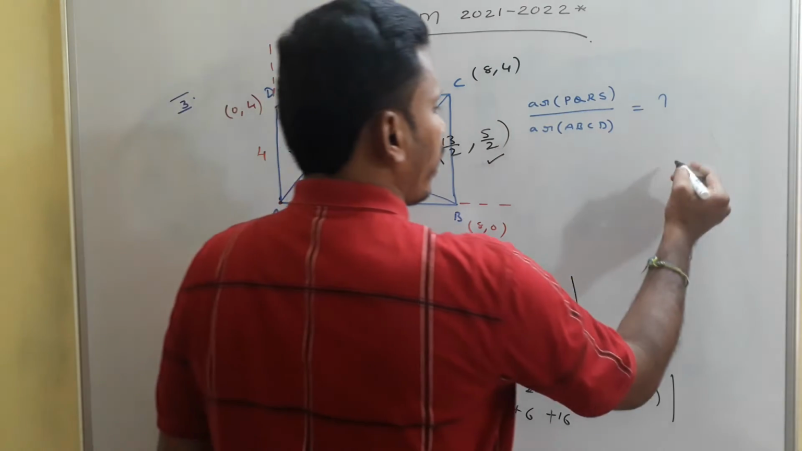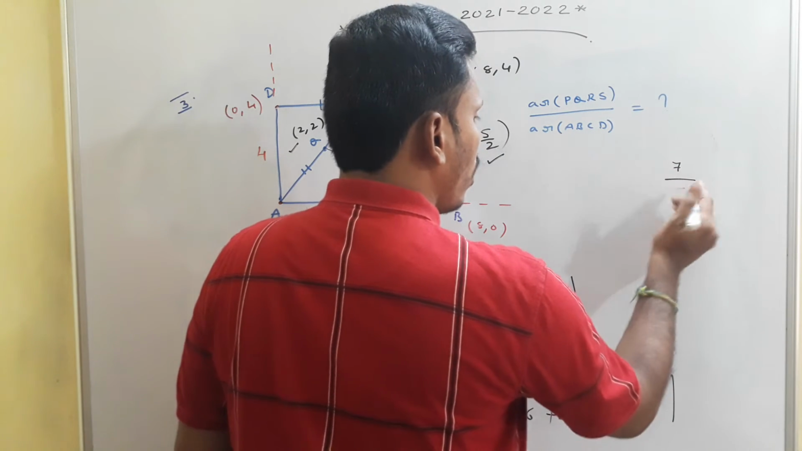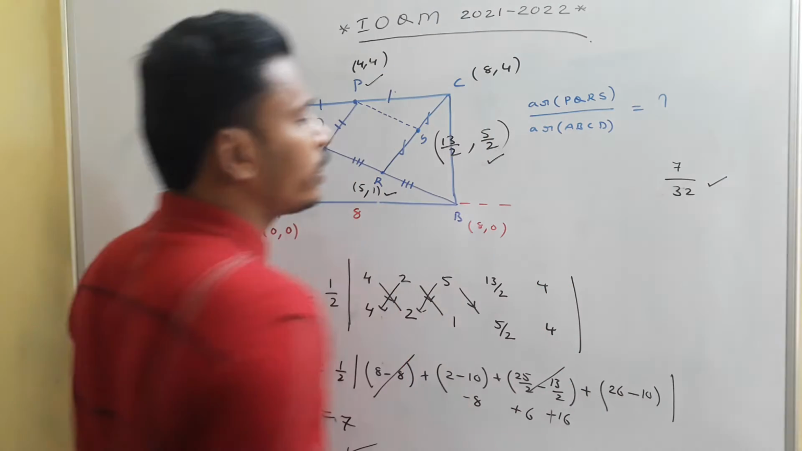So this numerator, the area of PQRS, is 7. This denominator, the area of the rectangle, is 32. And so your answer is 7 by 32.